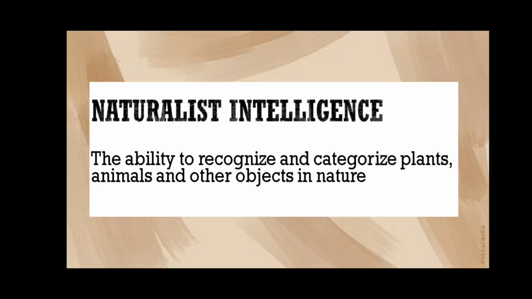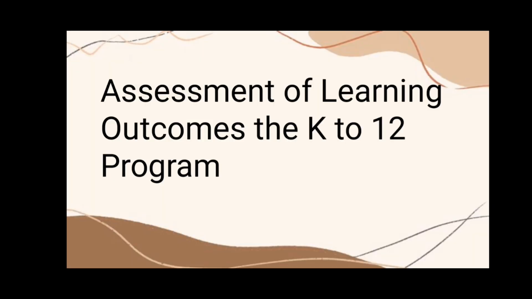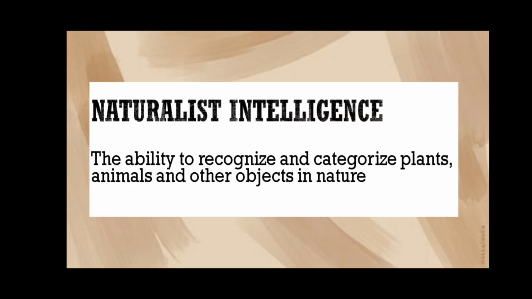Next, we have the naturalist intelligence. The ability to recognize and categorize plants, animals, and other objects in nature. So, they are also good at recognizing patterns in nature. These can be biologists, botanists, or environmentalists, basically those who love nature. And that's all for the multiple intelligences.